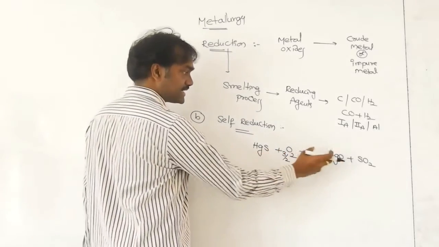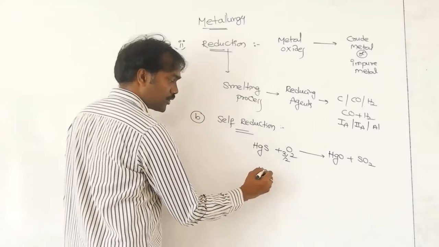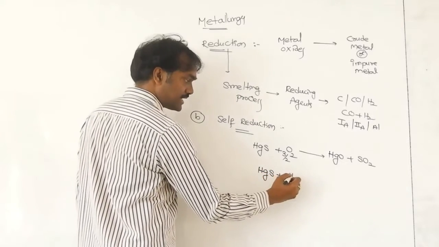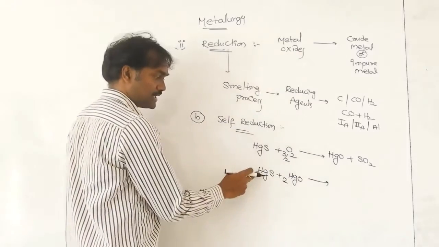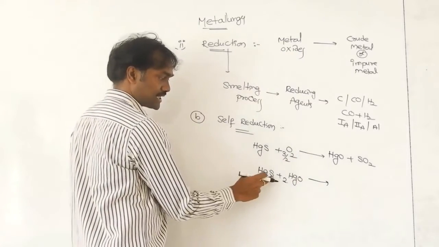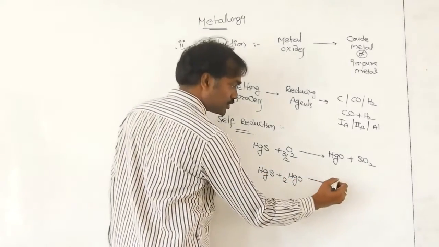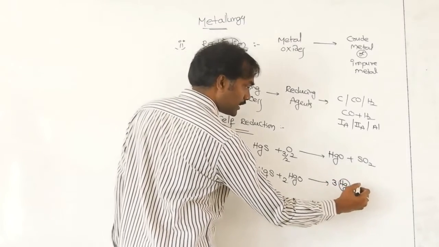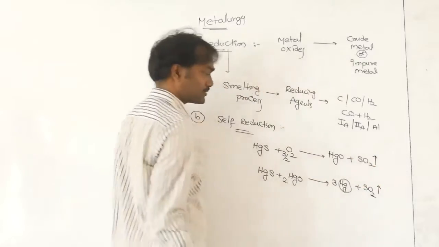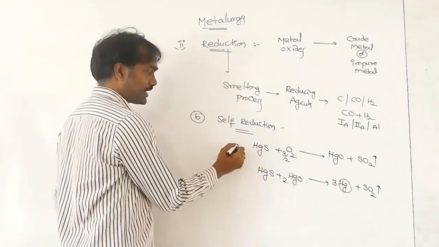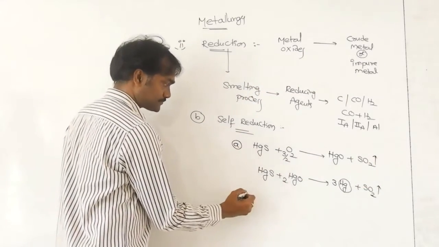This HgS again reacts with HgO, 2 moles. Then what happens? Mercury is coming outside, and S is combining with oxygen. So 3 moles of mercury plus SO2 gas is going outside. So this is a self-reduction process.